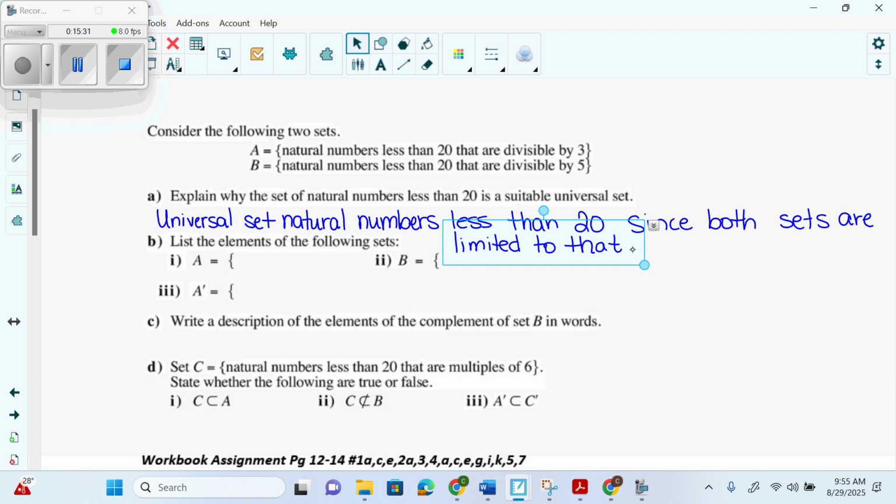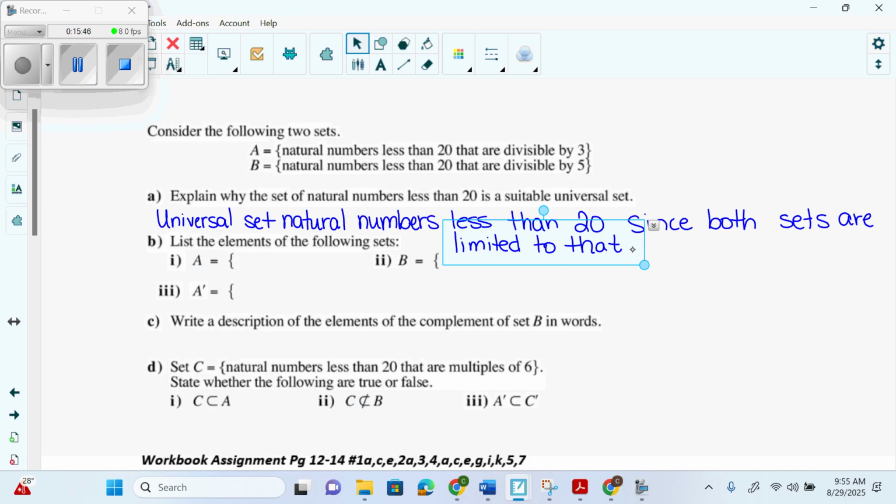If ever I'm given a universal set, I will always write what it is in set notation with all the numbers because it helps you. Because if you're ever asked for a complement, it's a lot harder to find a complement if you don't know what the universal set is.